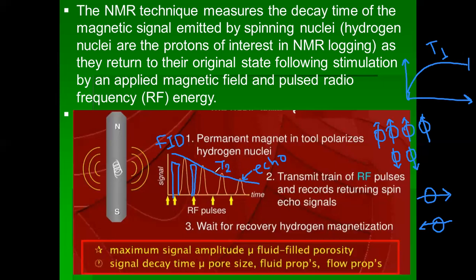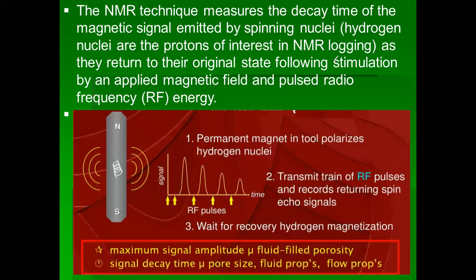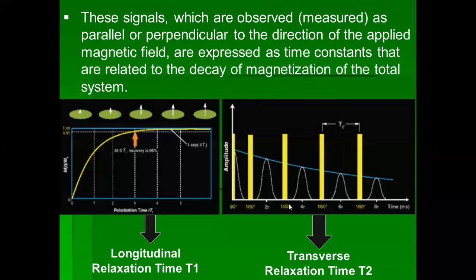T2, or the transverse relaxation time. The third step in NMR logging is to apply a wait time for recovery of hydrogen magnetization, and then to repeat applying the polarization again and applying the sequence of radio frequency pulses again. So this is the basic sequence of stages for NMR acquisition.